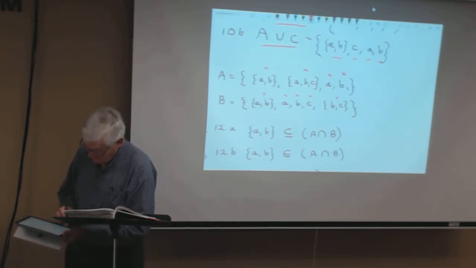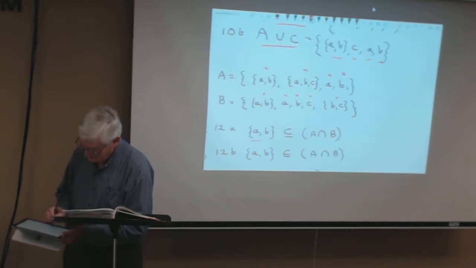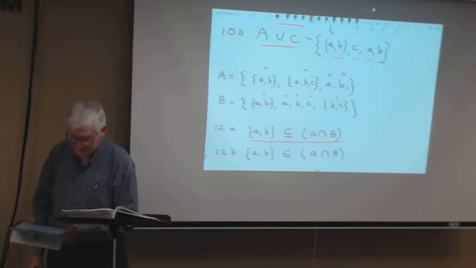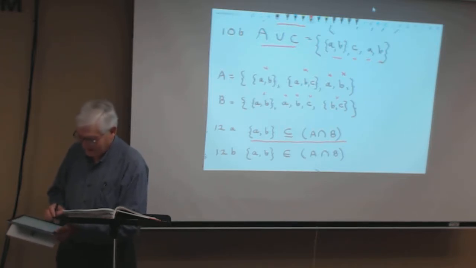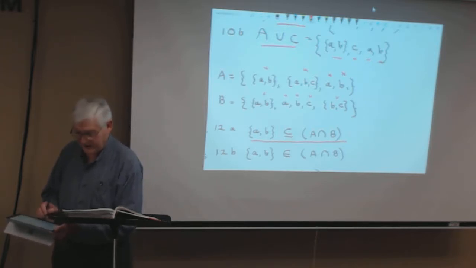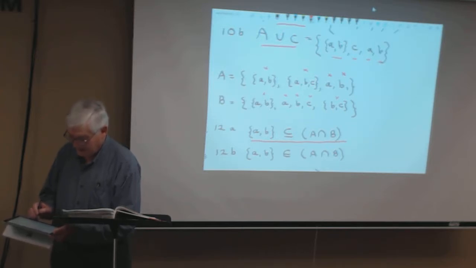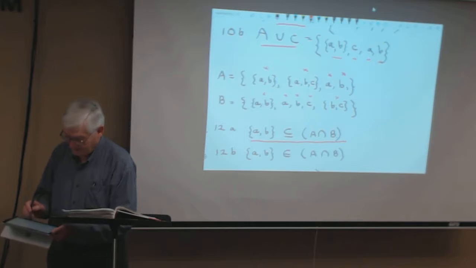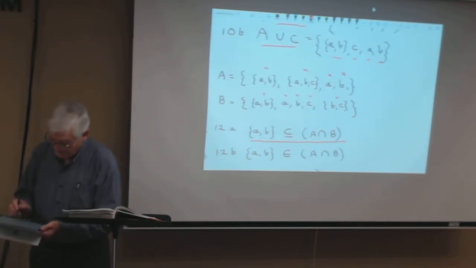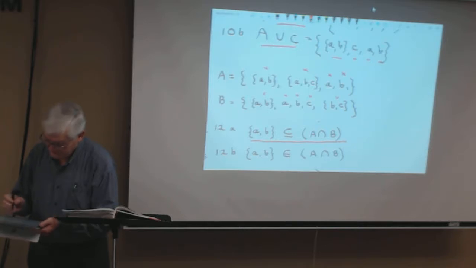12A says, can anyone in this room read what that says? The set AB is a subset of the intersection of A and B. Okay, what's the intersection of A and B? Where do A and B intersect? What do A and B have in common? They have, let's change it to red here, they have the set AB. And what else? The letters A and B.